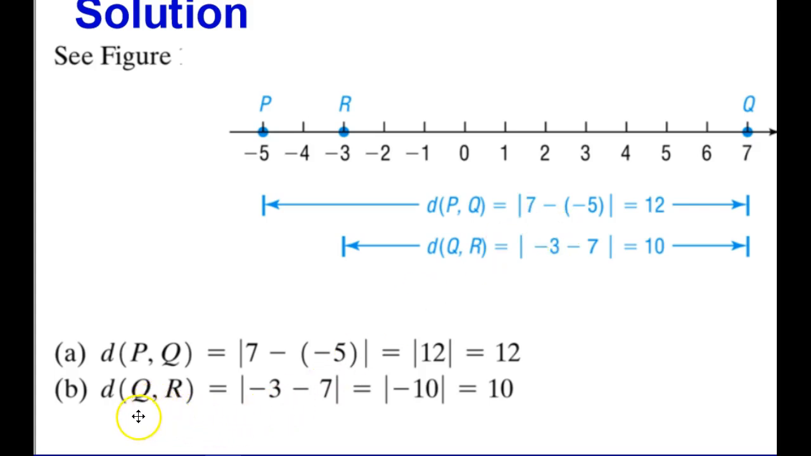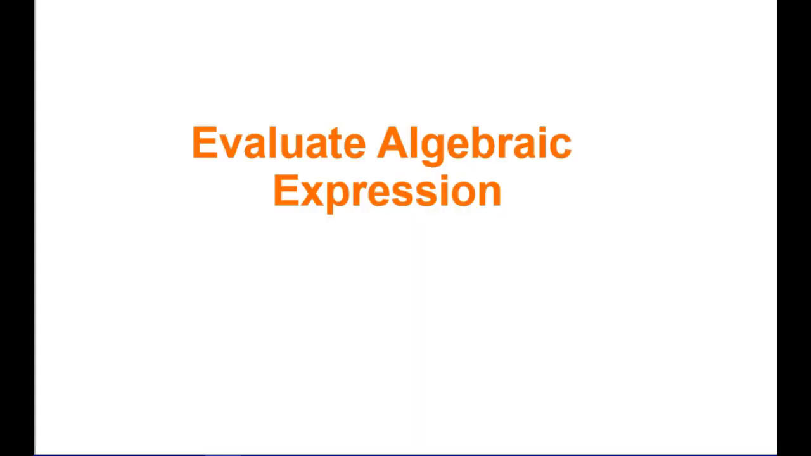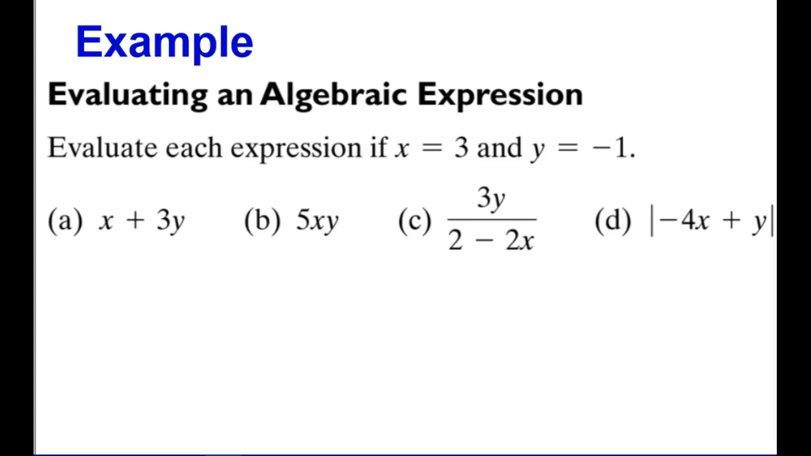Now I'm finding the distance between Q and R, and that's going to be 10 units. I can either plot them and count, or I can take the values, subtract them, and find the absolute value.